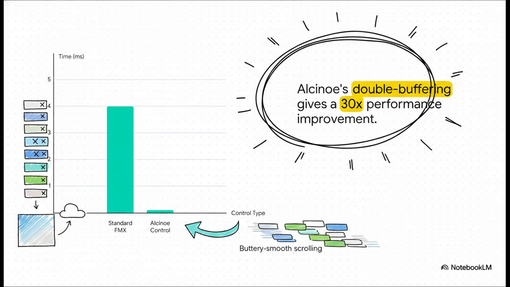It's mind-blowing. A standard FMX control might take about 3 milliseconds to paint itself. That doesn't sound like much, but if you have a list with a bunch of them, you've just destroyed your frame budget. Alcinoo's controls use a clever trick called double buffering. They paint themselves once to a texture in memory, and then just blast that pre-made image to the screen, which is super fast. And the result? The paint time drops from 3 milliseconds to 0.1 milliseconds. That is a 30 times performance improvement. This is how you get that buttery smooth scrolling everyone wants.